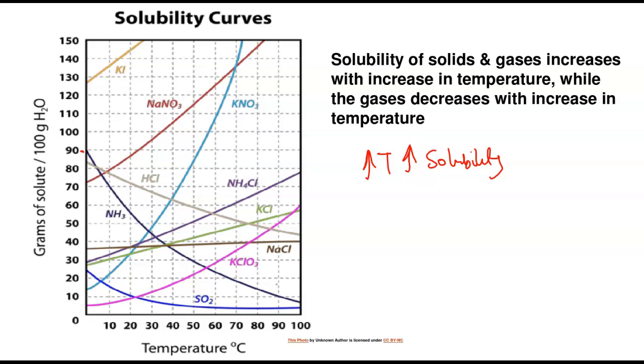Now, let's look at another gas that will do that too. The hydrogen chloride gas, look at it. The same thing is happening here. It's also decreasing as you go down. Look at the SO2 gas as well. So if you look at all these gases, their pattern is that as the temperature increases, the solubility begins to decrease. So that is what I have here. I say solubility of solids and gases. Solubility of solids and liquids increases with increase in temperature, while the gases would decrease with increase in temperature.